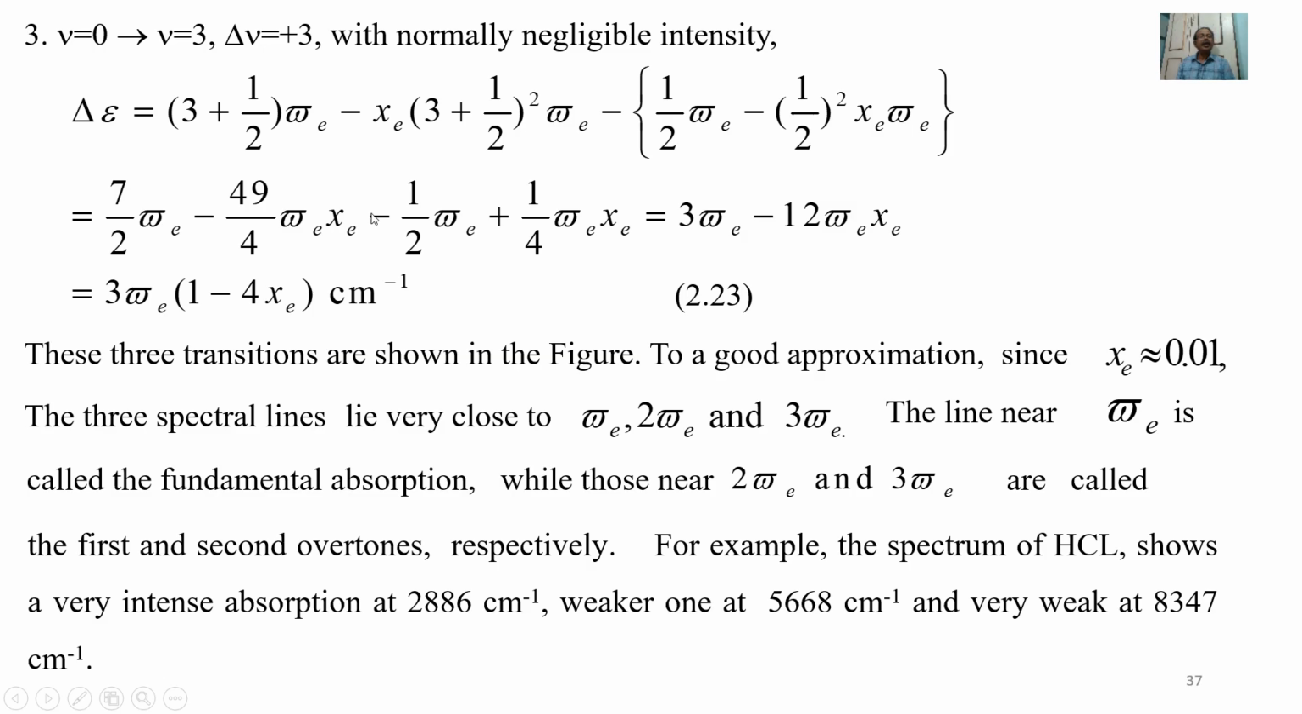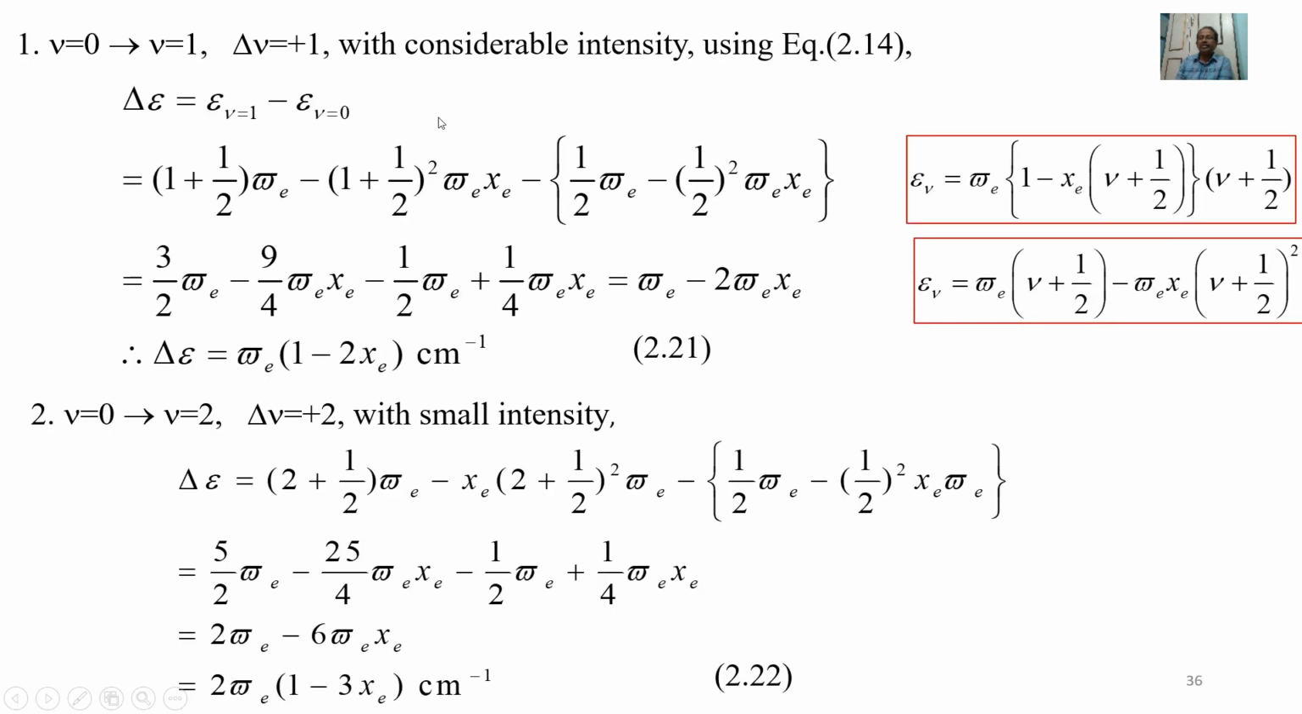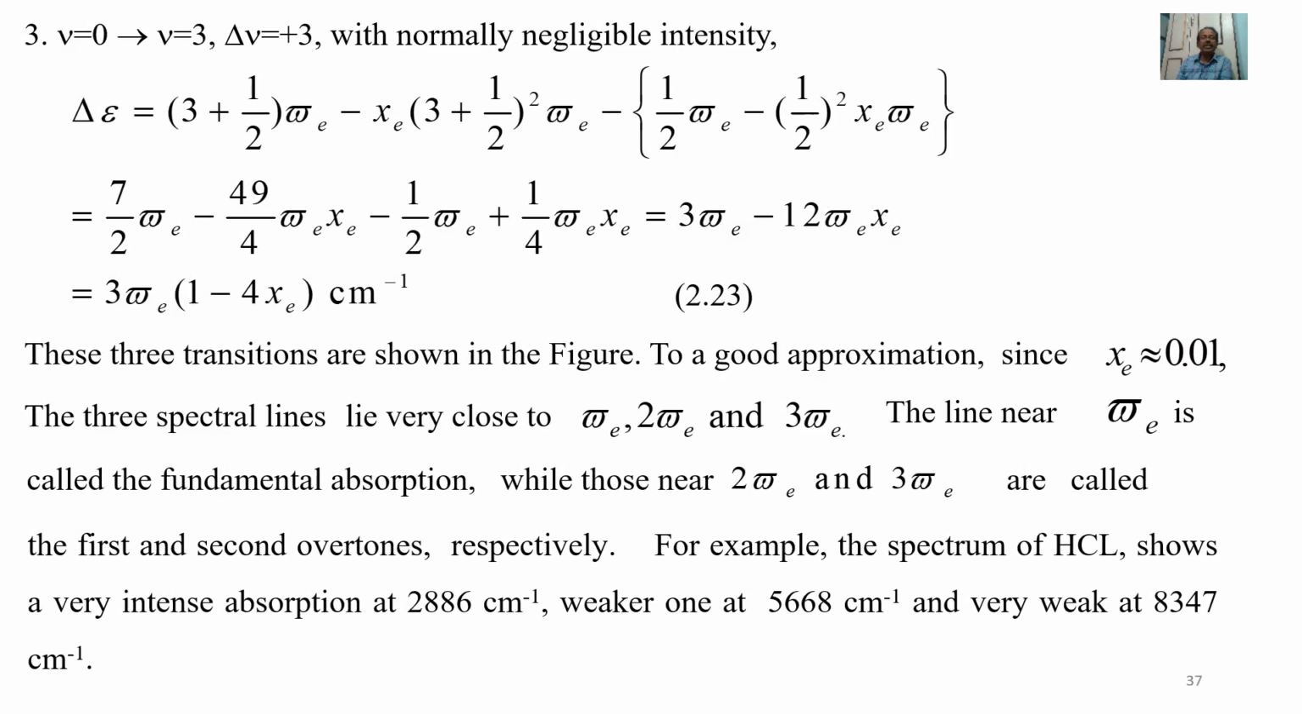And let us go for the third one. Again, the intensity is very, very less. It's a weak intensity because it goes from 0 to 3. It jumps from 0 to 3, the transition line. Again, we'll have to use the same formula. Here, for nu, we are going to substitute 3, and for the next one, nu equals 0.